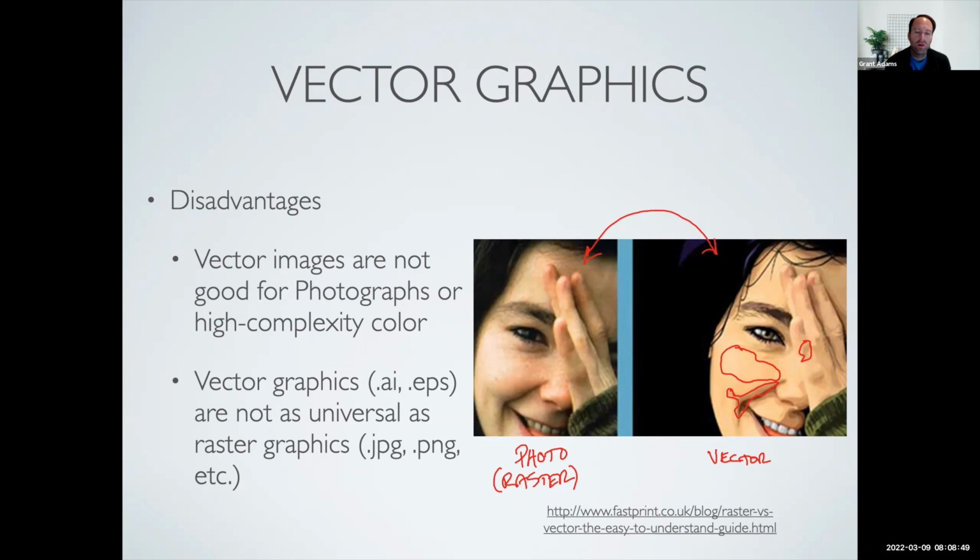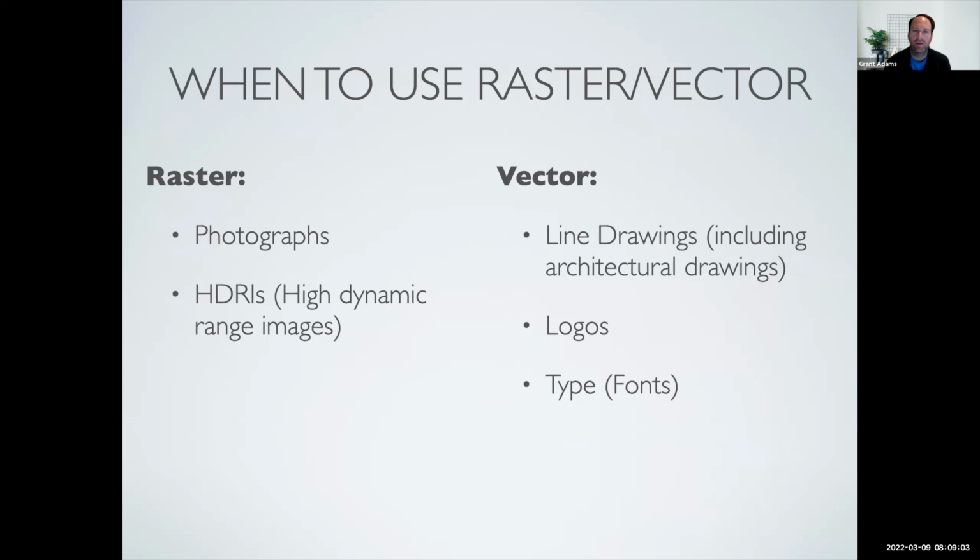Vector graphics also aren't as universal. Almost any device we have can open a photograph without a problem. You throw a JPEG at it, it's going to open. Vector graphics can be a little bit more specific. Sometimes you need a special piece of software to open that particular graphic.